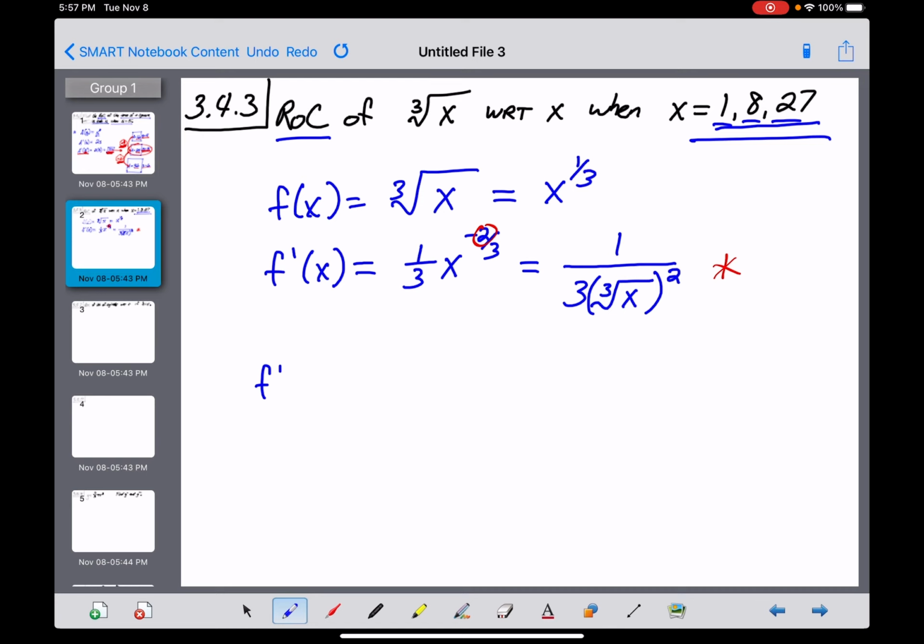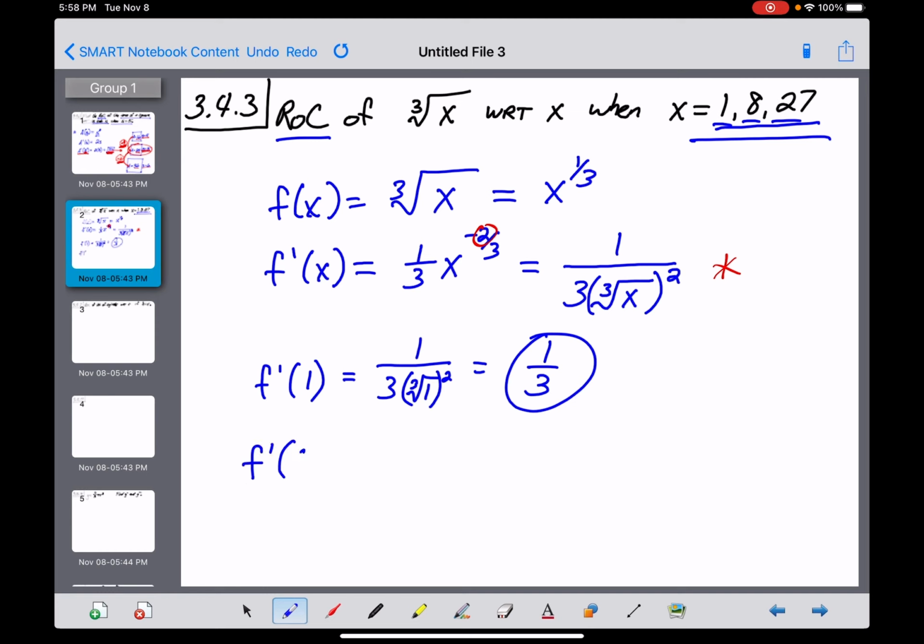So now here we go, guys. f prime of 1 is the first thing they wanted us to find. So that's going to be 1/3. And then this is what? The cube root of 1, which is 1 squared, which is still going to be 1. We're going to get an answer of 1/3 for the first question here.